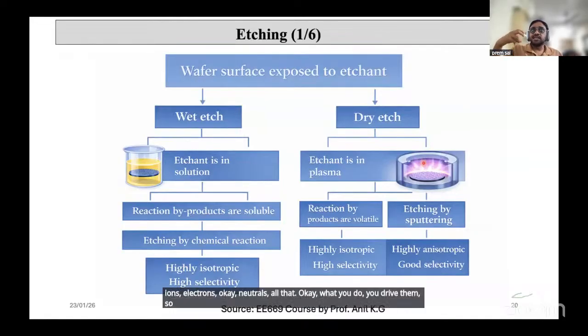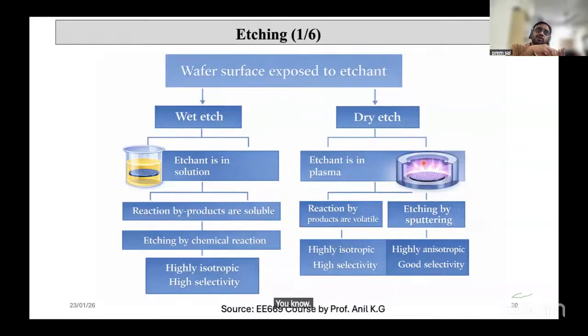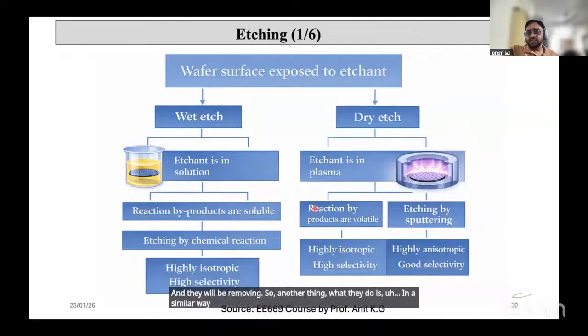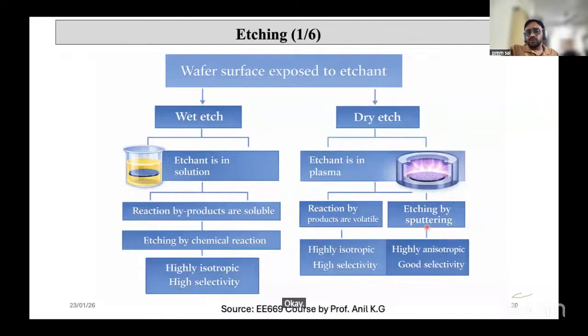So you accelerate them by giving different voltage and hit it, on any substrate. So it will create damage and remove. That's what I meant by sputtering. Basically, the ions which are created in the plasma are accelerated towards the substrate, and they will be removing. The other thing they do is, in a similar way, we send gases. If you do this process in dry etching, you will have highly anisotropic etching.